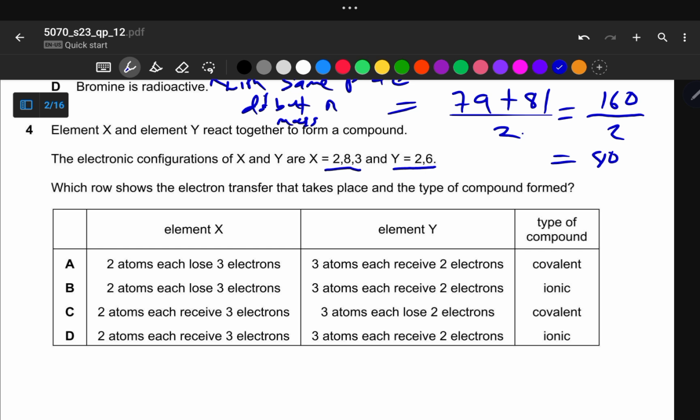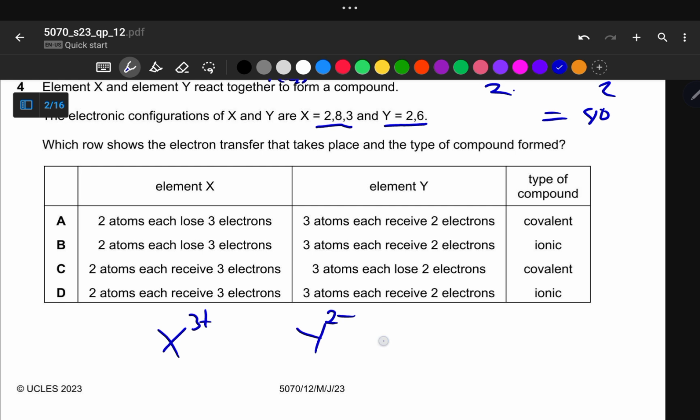It reacts by losing 3 outer electrons to attain stability, the electronic configuration of a noble gas. So we're going to have an ion with this formula, right? And then Y is in period 2 in group 6, meaning to say Y needs to gain extra 2 electrons to attain stability, right? So Y is an anion and X forms a cation, right? So Y forms an anion with this formula, 2 minus.